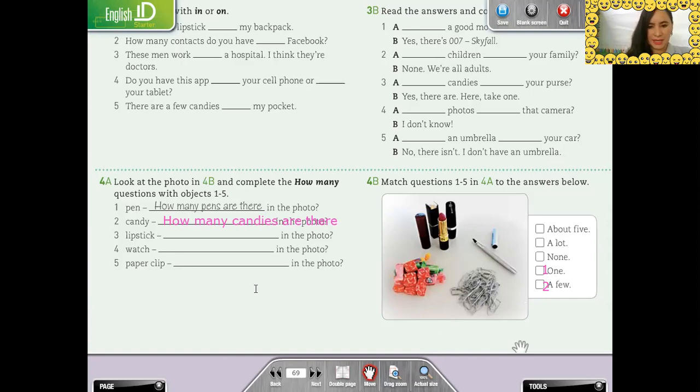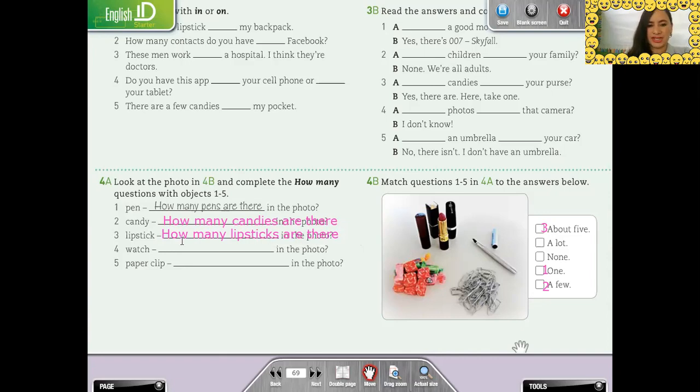Number 3, lipstick. What's the question for lipstick? How many lipsticks are there in the photo? How many lipsticks? About 5. About 5? About 5. But you can say about 5, but I see that there are 4. 4, right? Yeah.